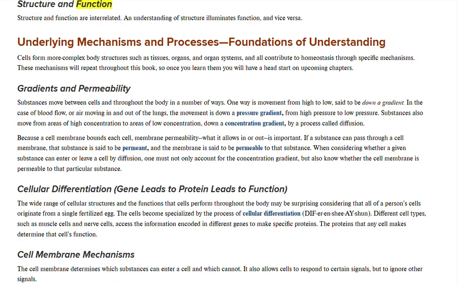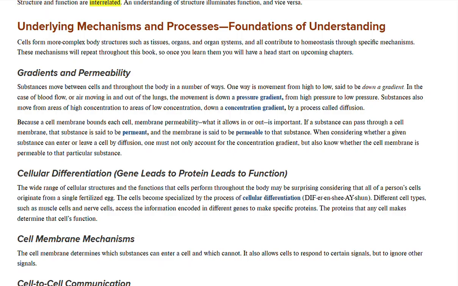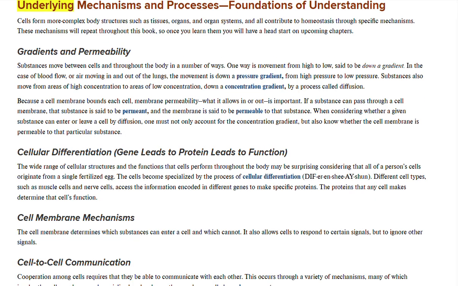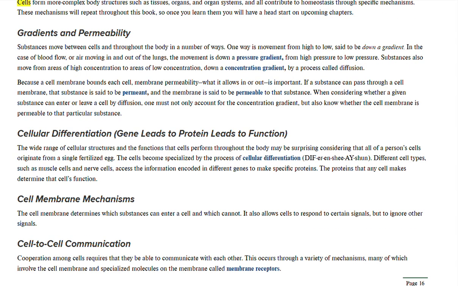Structure and function. Structure and function are interrelated. An understanding of structure illuminates function, and vice versa. Underlying mechanisms and processes: foundations of understanding. Cells form more complex body structures such as tissues, organs, and organ systems, and all contribute to homeostasis through specific mechanisms. These mechanisms will repeat throughout this book, so once you learn them you will have a head start on upcoming chapters.